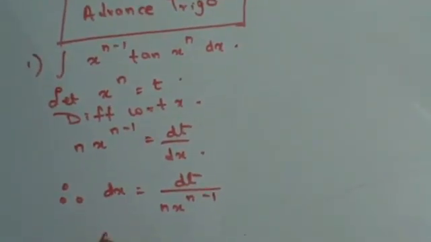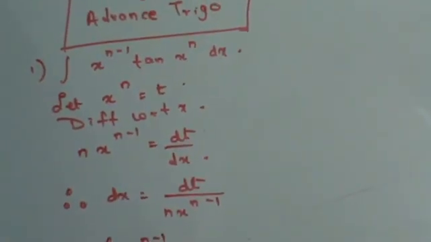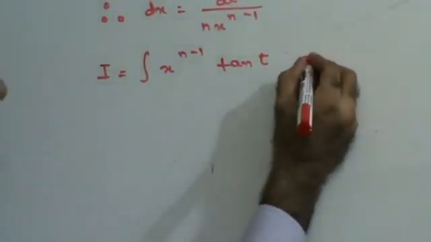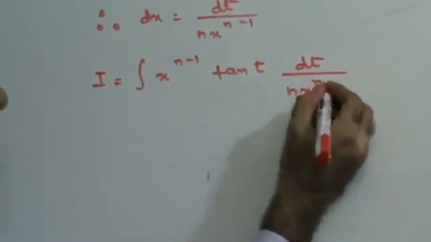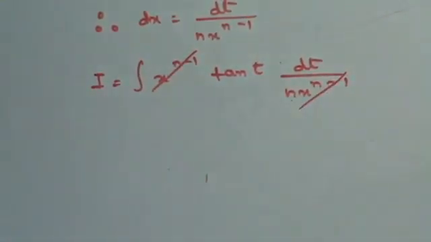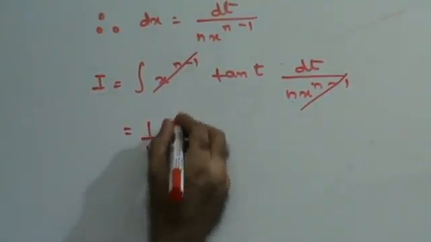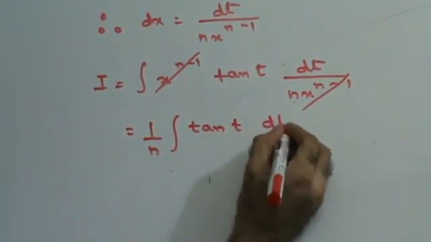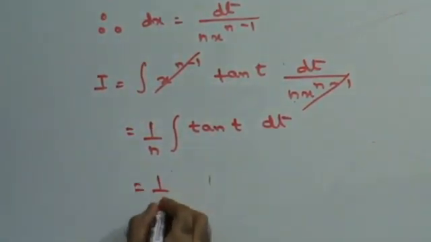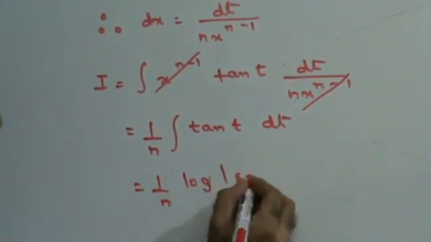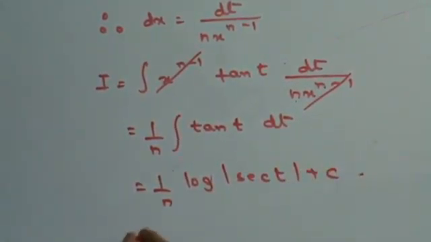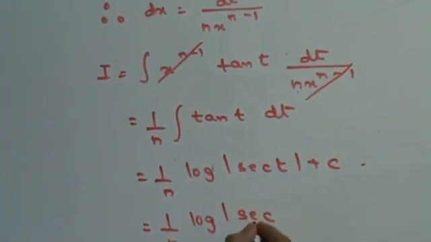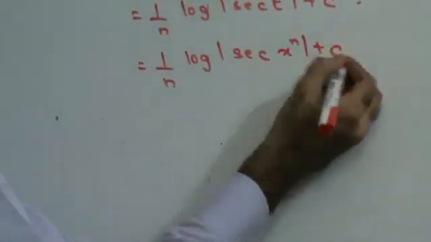Now, I can say I is equal to integral of x raised to n minus 1 tan t, and dx can be written as dt upon nx raised to n minus 1. X raised to n minus 1, x raised to n minus 1 gone. 1 upon n integral of tan t dt, which can be written as 1 upon n log mod sec t plus c. We substitute the value of t, which can be written as x raised to n, plus c.